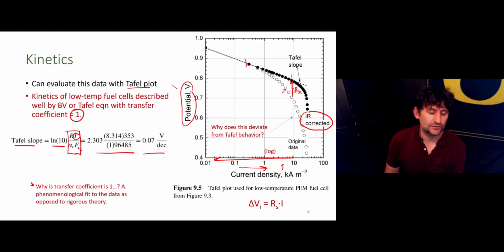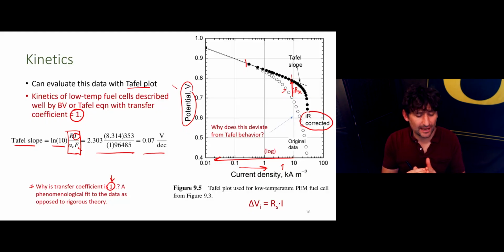One interesting thing to consider is, why is this transfer coefficient 1? Usually we said the transfer coefficient varies from 0 to 1, but it is rarely physical to have a transfer coefficient of 1. Well, if you remember, that was for an elementary step. That was for the symmetry factor describing a single electron transfer. This is actually describing a much more complex reaction. It's describing primarily the 4-electron reduction of oxygen, which has the slowest kinetics in the entire fuel cell.